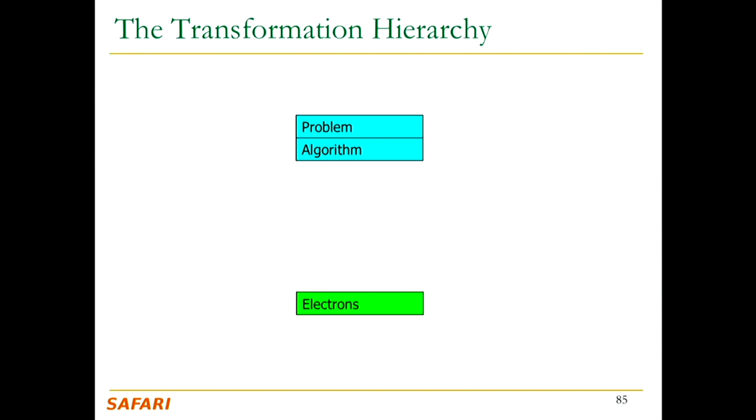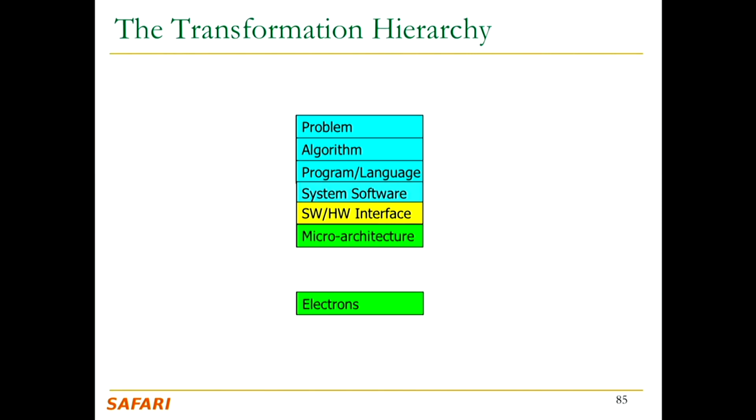Basically, the problem gets transformed to an algorithm that gets transformed into a program in some language. And that language gets translated and executed. It goes through some system software, although this is not exactly like this, but that's okay. And then it eventually gets translated to the software-hardware interface. This is called the instruction set architecture. We'll distinguish between that. And then instructions get executed in the microarchitecture, and the logic gates enable those, and logic gates are built of devices, and devices operate based on electrical principles. So this is the transformation hierarchy.